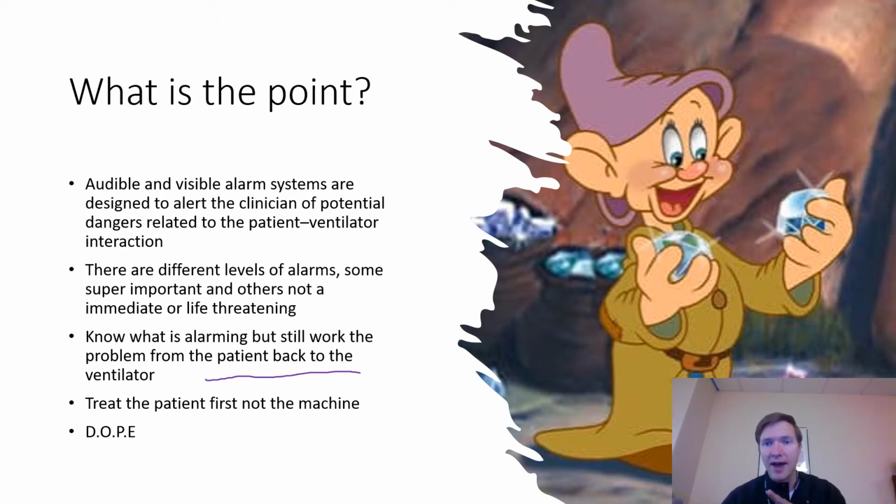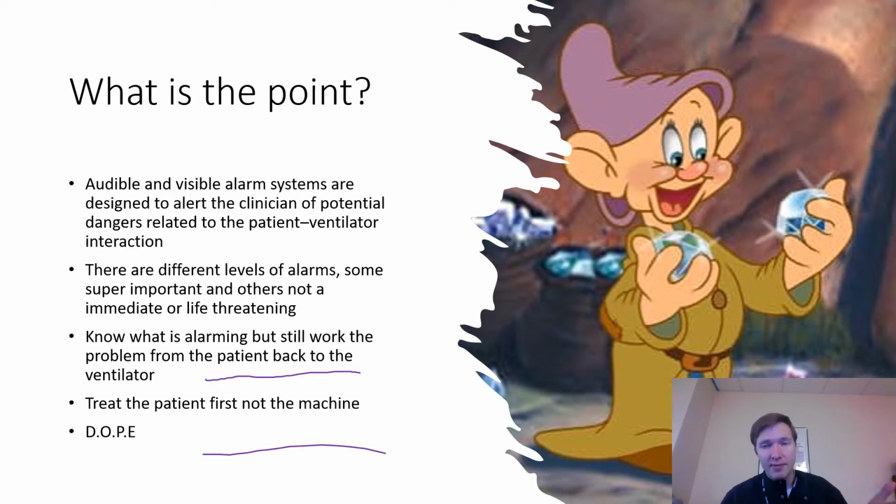Did their tube come out? Are they disconnected from the machine? Little things like that could happen, and you're going to recognize that right away, or at least you should if you're starting at the patient and working back to the machine. So always start by looking at the patient, working your way back to the machine. We don't treat machines, we treat the patient. So treat the patient first, not the machine. The patient is your first priority in this situation.